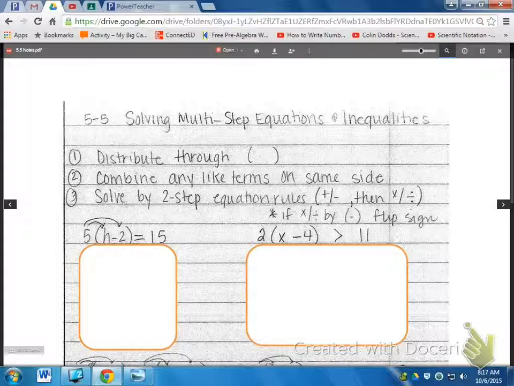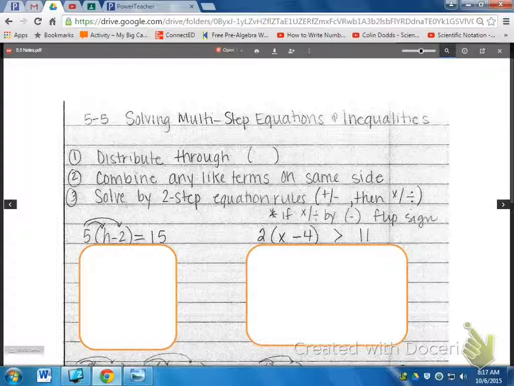So let's look at our first example. Each one of these I'm going to maybe add a thing or two as we go. The first one is 5 times the quantity h minus 2 equals 15. Is there anybody that wants to try this one? Okay, Dakota, so we have to do distributive first.